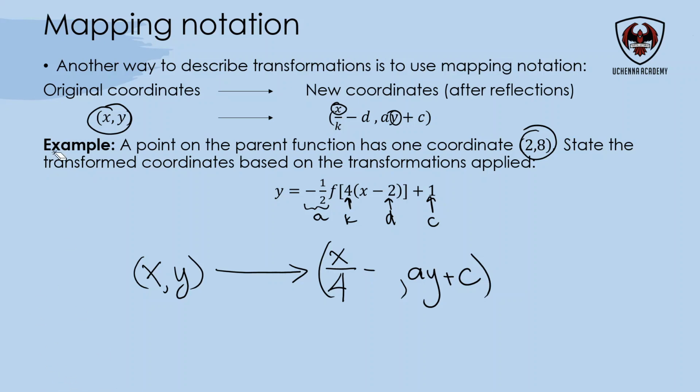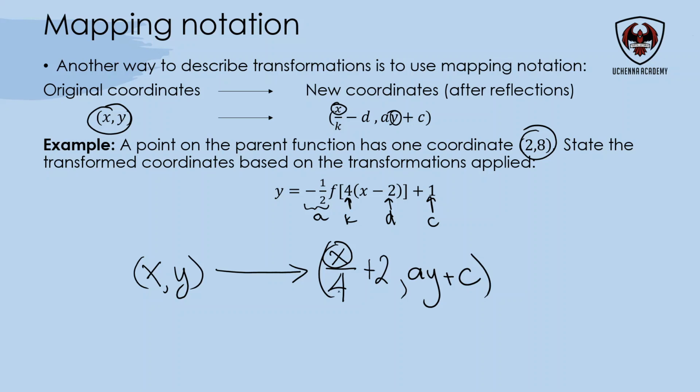Well, it should be -2, right? Well, actually, it's not -2. It's going to be +2 because I'm actually moving to the right, right? So it's going to be +2. So the original X coordinate, whatever it is, in order to transform it, I'll have to divide it by 4 and add 2 to it.